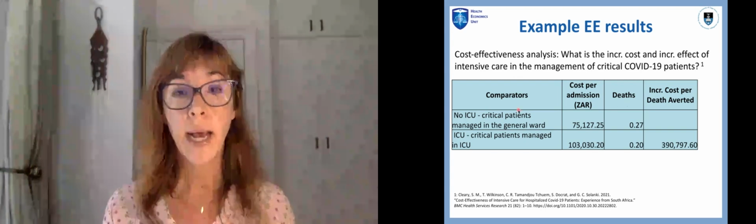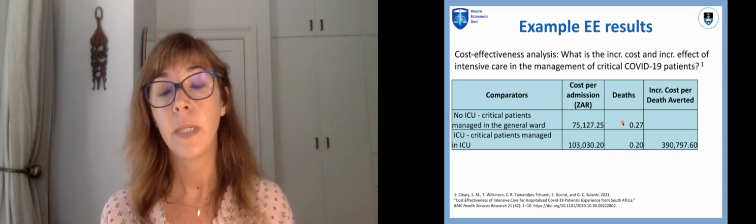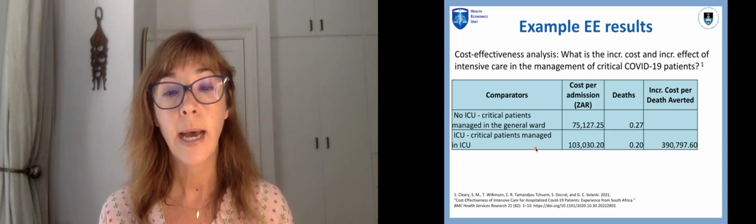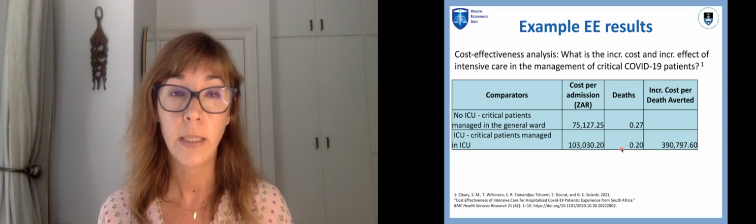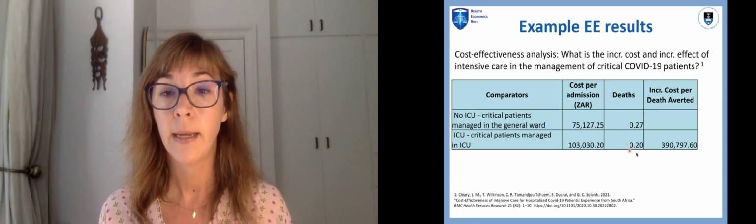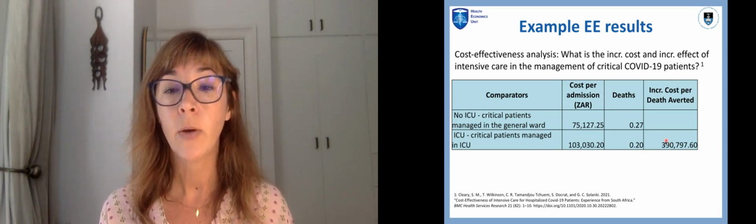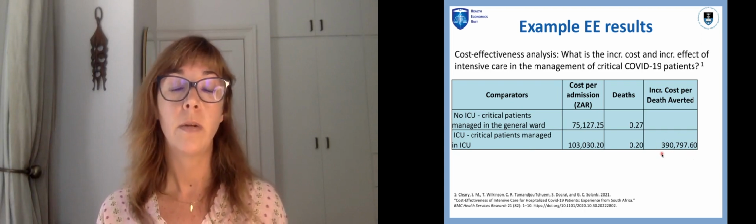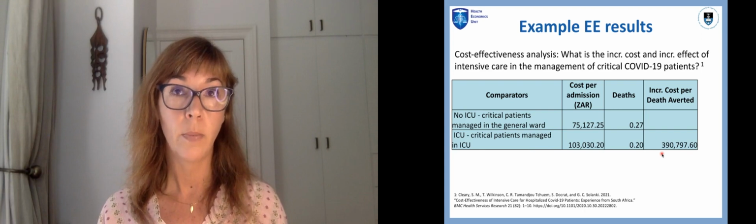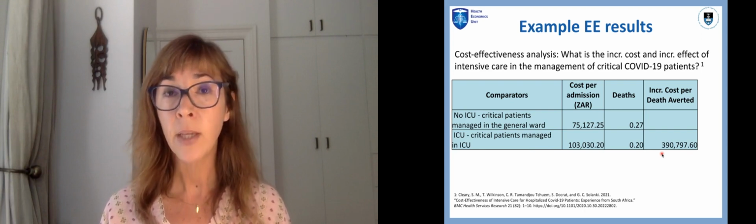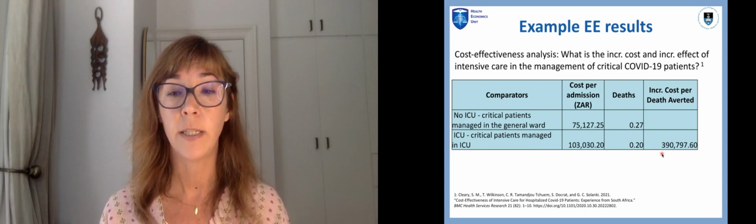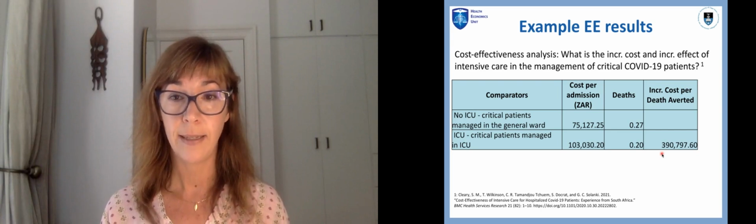So without ICU, 27% of admitted patients died, and with ICU, that came down to 20% of admitted patients dying. And here we summarize the incremental cost per death averted, which is about 391,000 Rand per death averted. So that is our incremental cost effectiveness ratio for this analysis.